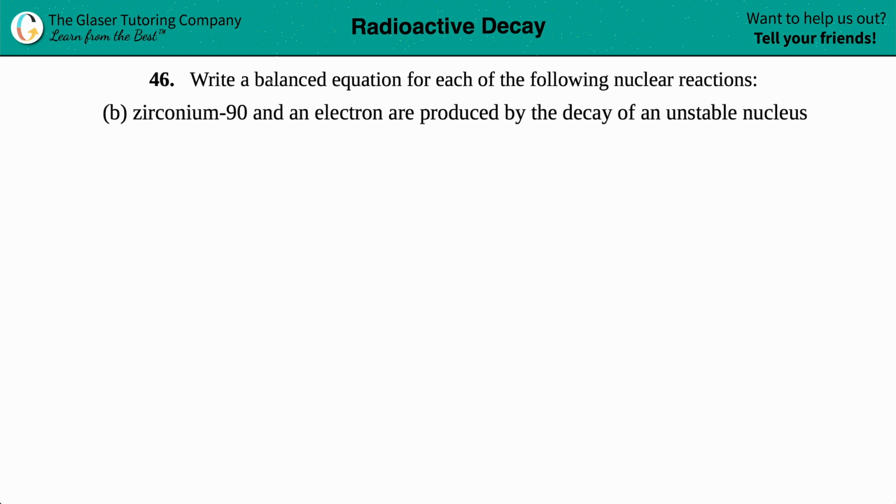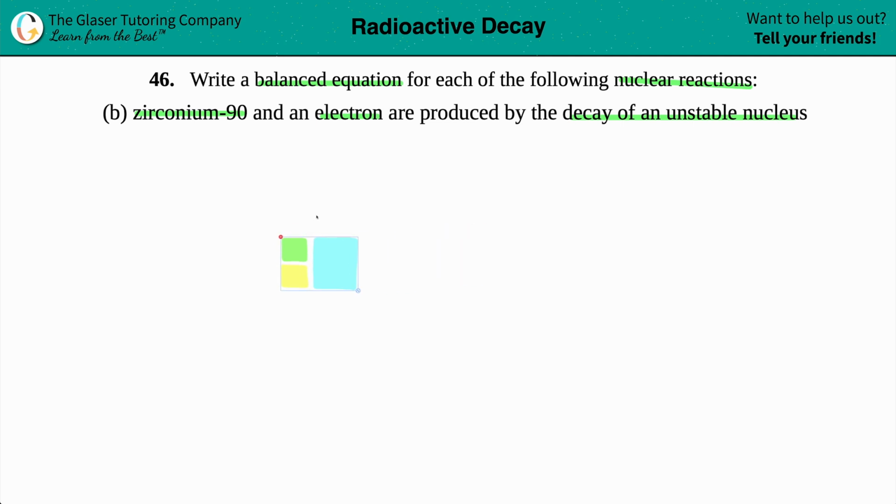Number 46, write a balanced equation for each of the following nuclear reactions, and then we have letter B. In this case, it says zirconium-90 and an electron are produced by the decay of an unstable nucleus. So we just have to write a balanced equation. We're talking about nuclear reactions, which means that we have to write it in nuclide notation. And nuclide notation always has those three subset boxes, right? I like to put them in boxes, which is represented right here.